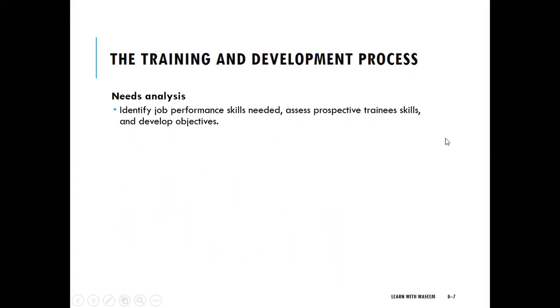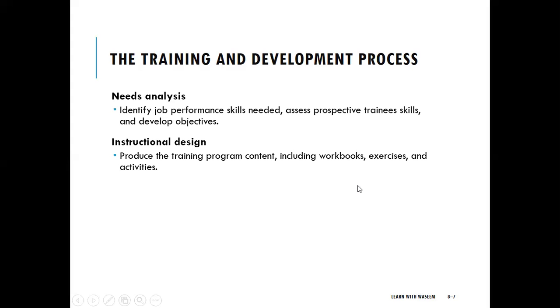The training and development process includes the needs analysis, in which we identify the job performance skills that are needed for a particular trainee, assess the prospective trainee's skills, and develop the objectives. So this is the first one. The second thing is the instructional design, like producing the training program content. Produce the workbook, or the exercises or activities that may be included in a particular training program.